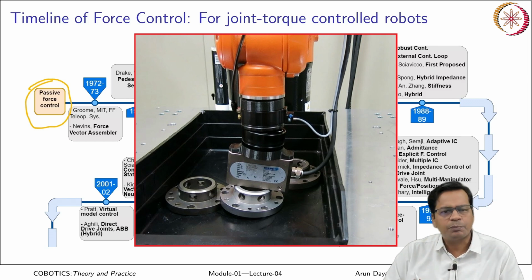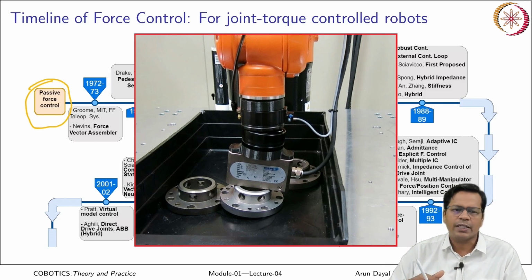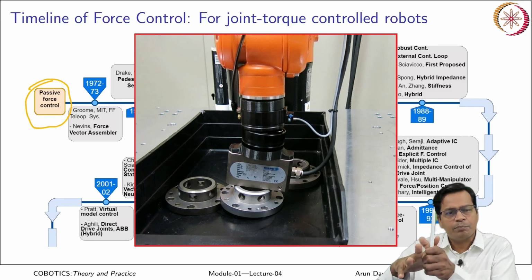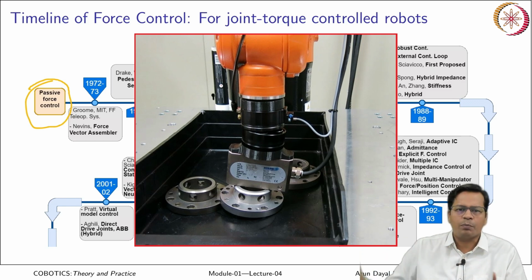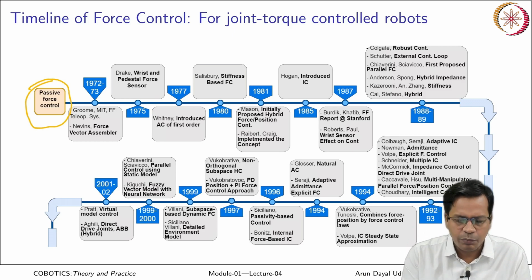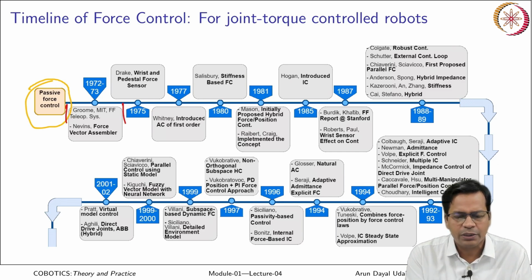It was a spring-like structure fitted at the end to take care of any collision or anything that is happening beyond the gripper. Whole of the robot was still stiff. So, this is one of the earliest methods of doing that. That was done by Grumey, the MIT feed forward teleoperation system, and by the Navis. Okay, and then later on in 1975 wrist and pedestal force sensing came in.